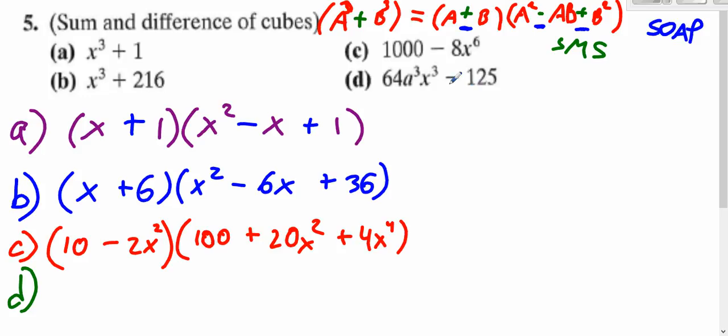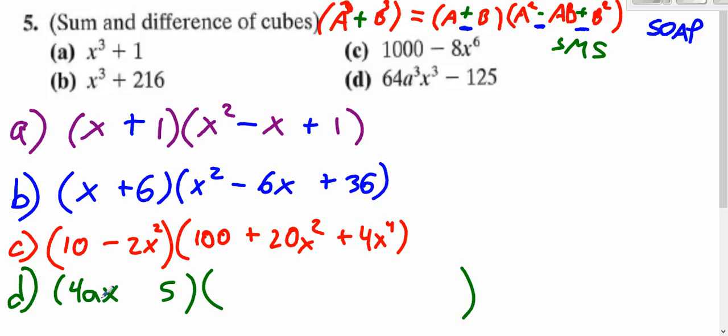Last one, what's being cubed? 64, that is 4 cubed. A cubed, that's a cubed. And then an x. 125 is 5 cubed, so that's a 5. And then fill in your 3 terms.